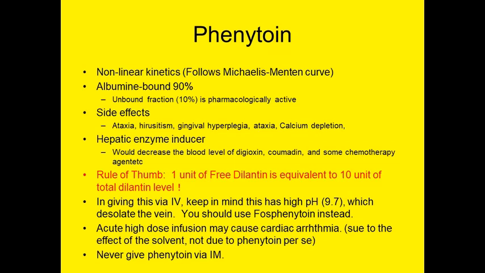In giving this via IV, keep in mind that it has a high pH, 9.7, which desolates the vein. You should use fosphenytoin instead if you expect a prolonged period of IV infusion. Acute high-dose infusion may cause cardiac arrhythmia because of the solvent, not because of phenytoin per se. Never give phenytoin via IM because it causes severe, sharp muscle ache.